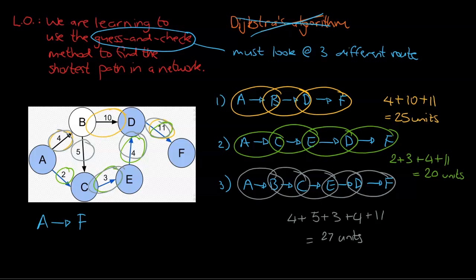Now that we've got all 3 possible scenarios, we've calculated how long each of them take, we can, with a bit more confidence, conclude the quickest way to get from A to F will take us 20 units, and it's A to C, all the way to E, to D, and then finally finishing off at F.